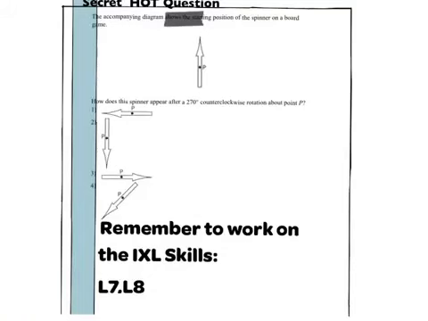On to our secret question. Here it is. It says, the accompanying diagram shows the starting position of a spinner on a board game. How does the spinner appear after a 270-degree counterclockwise rotation about point P? Is it 1, 2, 3, or 4?